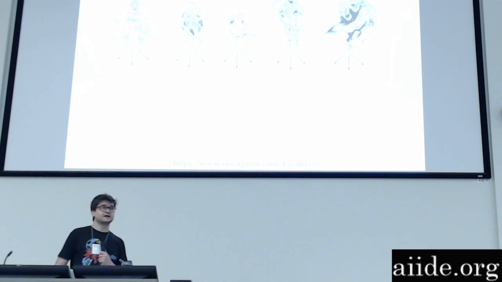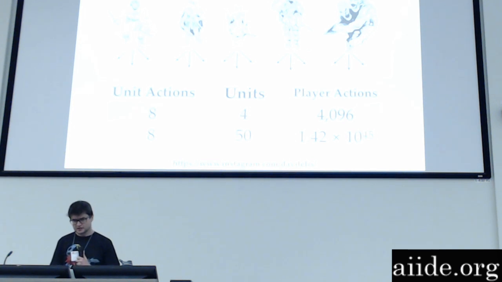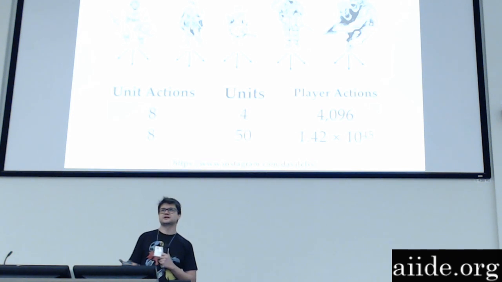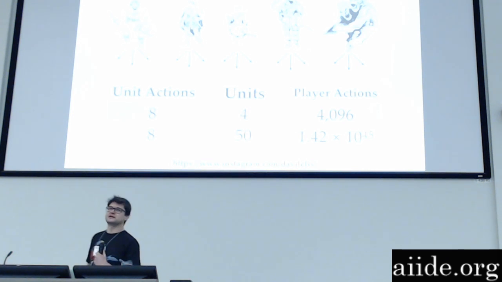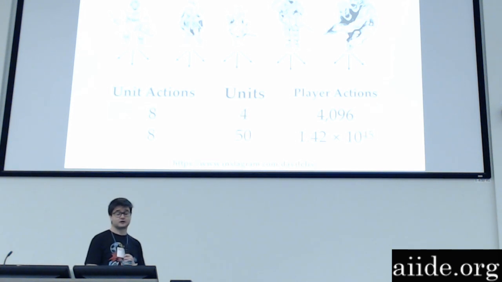So just for you to have an idea how hard this can be. Let's say you have 4 units, and each unit has 8 different actions. So you got roughly 4,000 different player actions that you got to choose from, and only a few milliseconds. If you grow the number of units, say, to 50, then you have this horrible number that you see on the screen, and that's way too many different player actions you can evaluate before deciding which action to play.